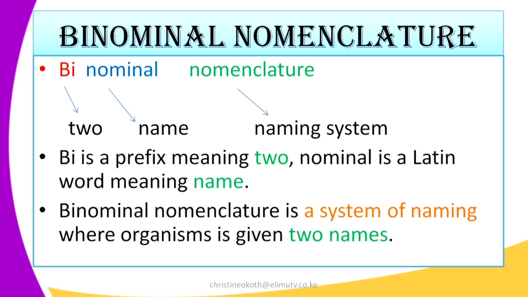So by definition, I can define binomial nomenclature as a system of naming where an organism is given 2 names. Just use the way we have subdivided it into 3 groups so that you can define it. So you can either say it is a system whereby an organism is given 2 names. Just remember first, there has to be 2 names. Then it's also a naming system.